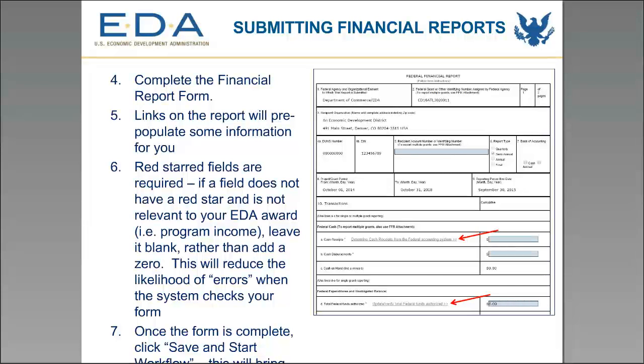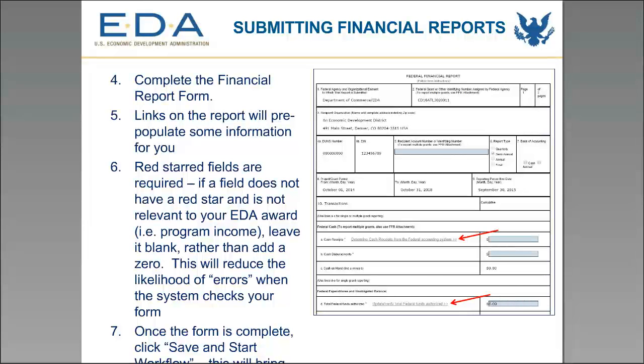The red arrows point to links that, when you click on them, should download financial information from EDA systems and pre-populate those fields for you. And of course, the system will automatically add and subtract for you, so it will check your math on your behalf. The red starred fields on the report are the only ones that are required for everyone.